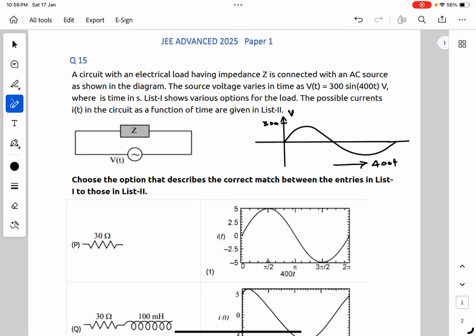Hi everyone, let's take up a question from JEE Advanced 2025. A circuit with an electrical load having impedance Z is connected with an AC source as shown in the diagram. The source voltage varies as V = 300 sin 400t volt. List 1 shows various options for the load. The possible currents in the circuit as a function of time are given in list 2.